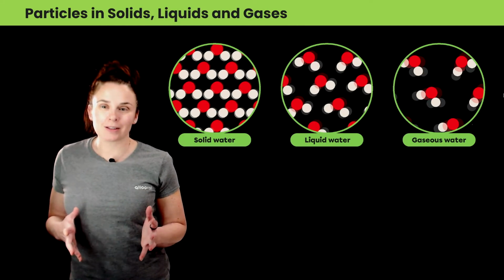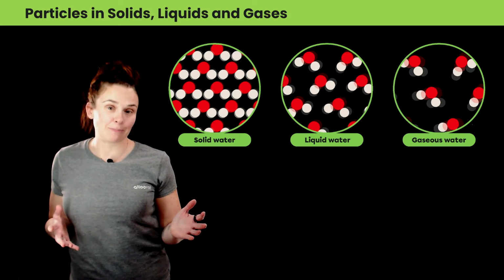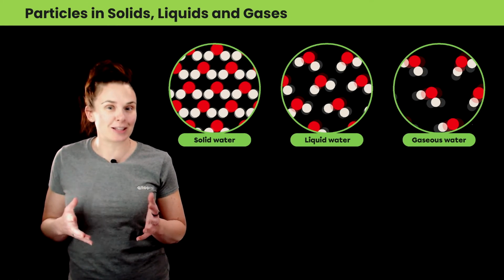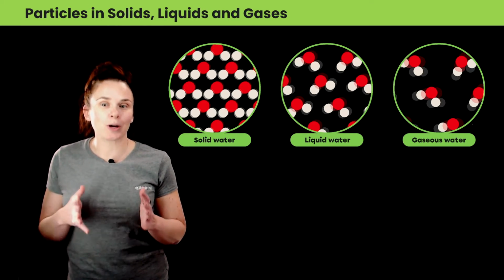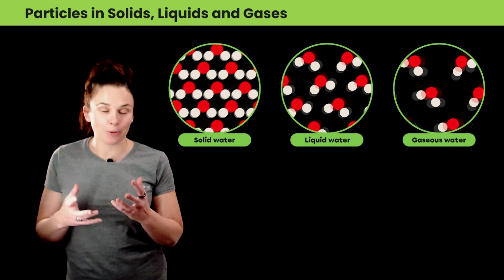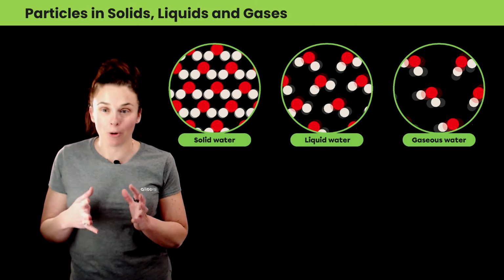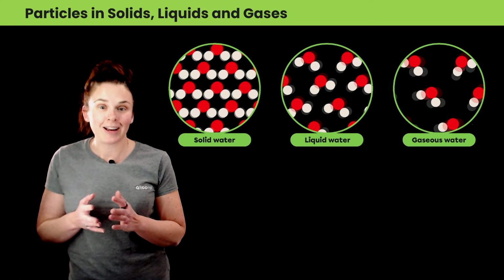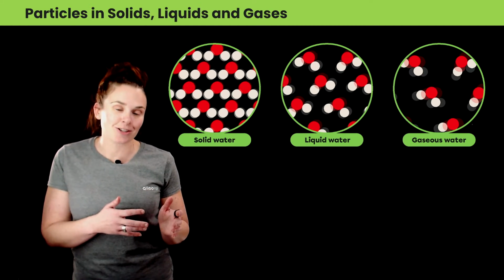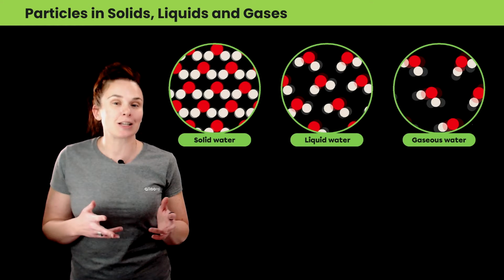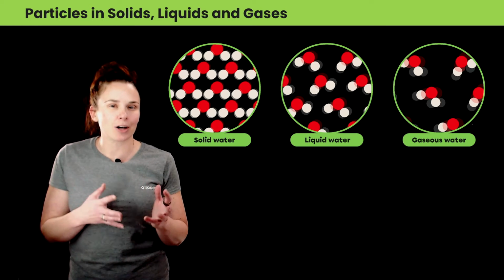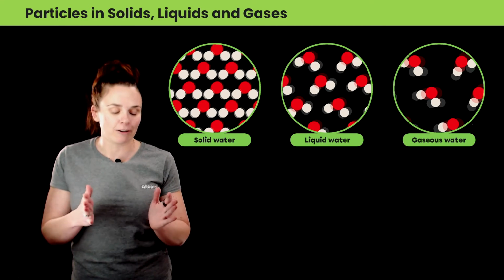So here you can see that we have the 3 states of matter side by side, and you can see the difference in the organization of the particles. So in a solid water sample, you can see that the particles are a lot more organized and a lot closer together. And then if you move over towards the gaseous water, so our water vapor, you can see that there are a lot less particles and there's not really any organization and they're a lot further apart.